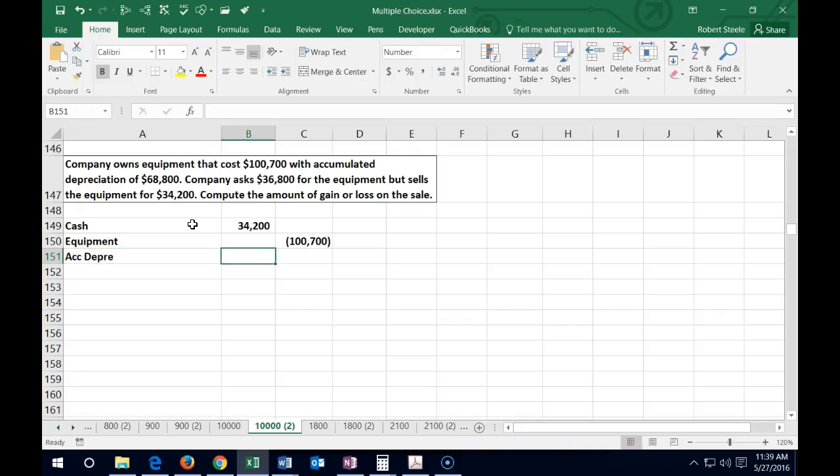And then the accumulated depreciation has to go off the books. It's a contra asset account, meaning it has a credit balance. We need to do the opposite to take it off the books. Therefore, we're going to debit it 68,800. And then we look at what the difference is again.